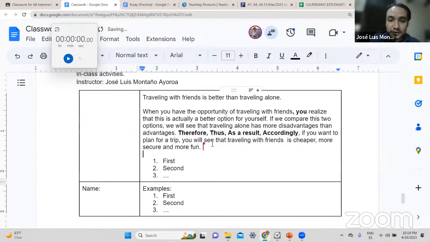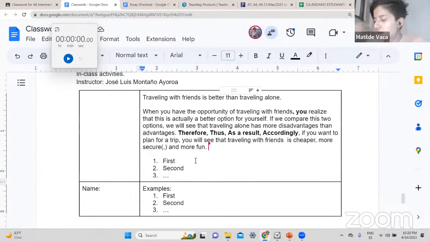If you want to plan for a trip, you will see that traveling with friends is cheaper, more secure, and we're going to use also this comma, the Oxford comma. Why? Because we have three elements: cheaper, secure, and fun. That's it. With this we finish. I don't know if you have questions before finishing with that one. Let me know, please.